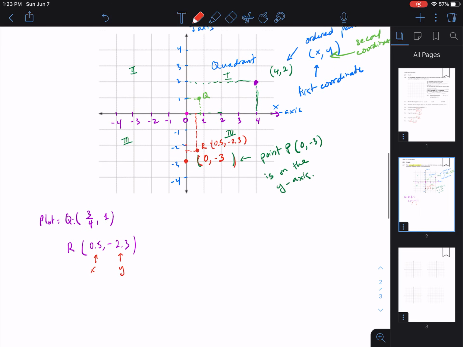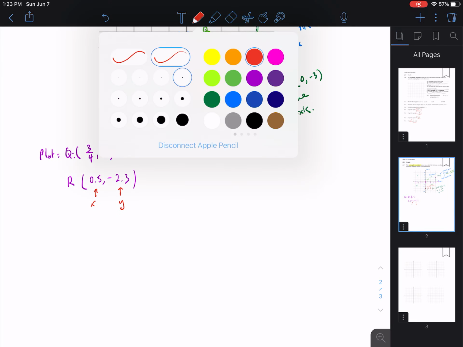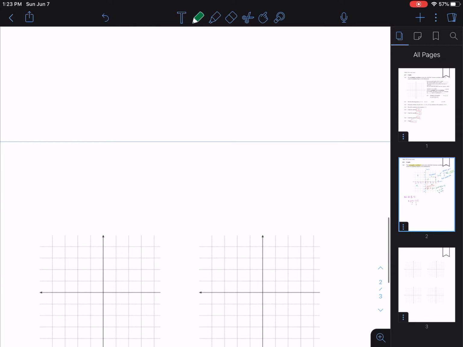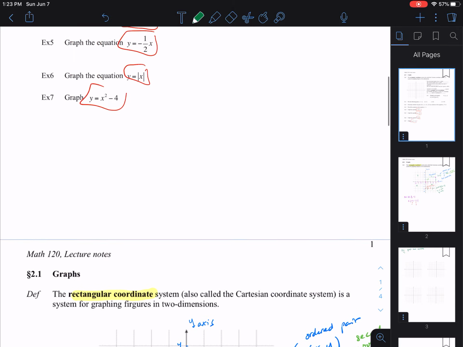All right. So another thing we learned is how to graph equations. So let's say here, example 1a. So we want to graph these equations. Okay. So let's say A, we want to graph y equal to 2x minus 1.